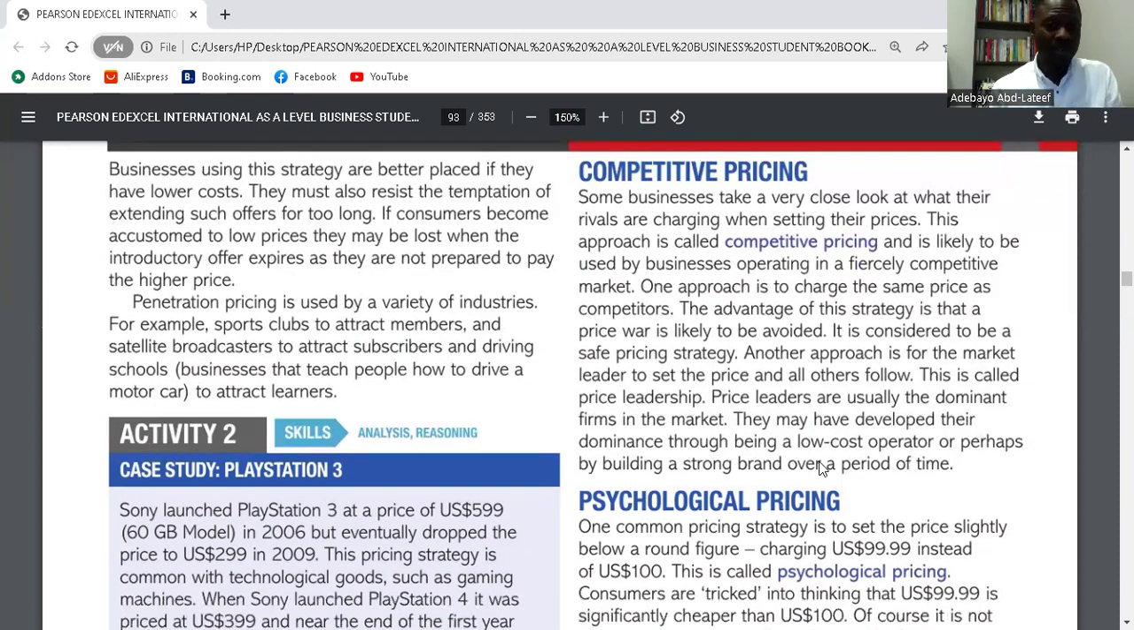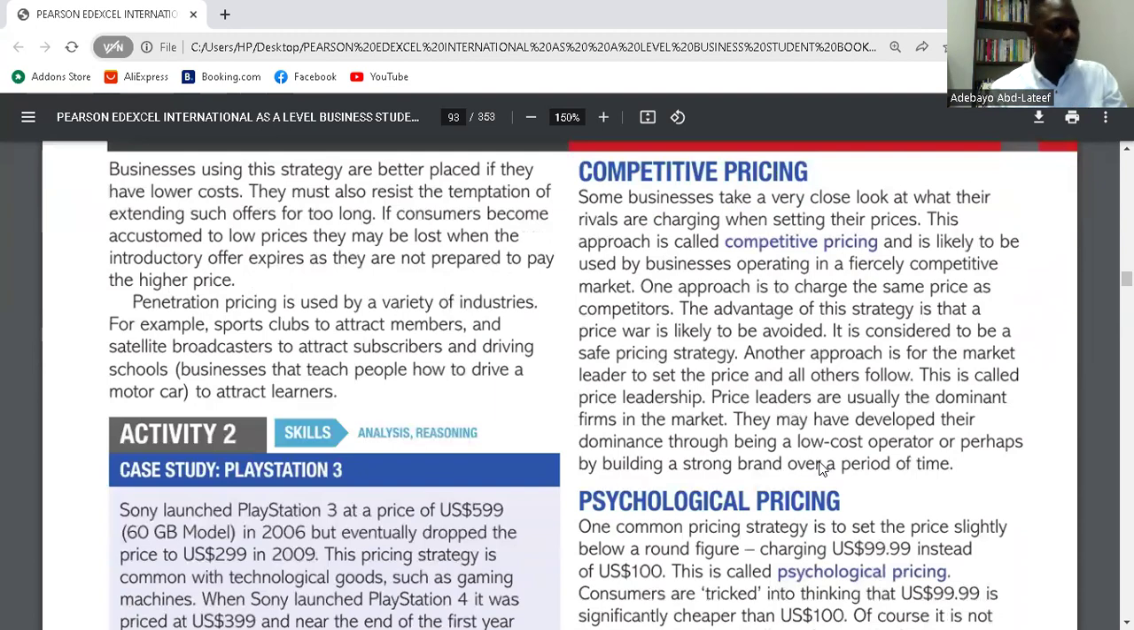Penetration pricing, the last paragraph there. Penetration pricing is used by a variety of industries, for example, sport clubs to attract numbers of members, satellite broadcasters to attract subscribers, and driving schools to attract learners. So we use penetration pricing to attract them because this market is highly competitive too. And for you to secure a position there, you need those customers. And to get them is to charge a lower price. I think it's clear.